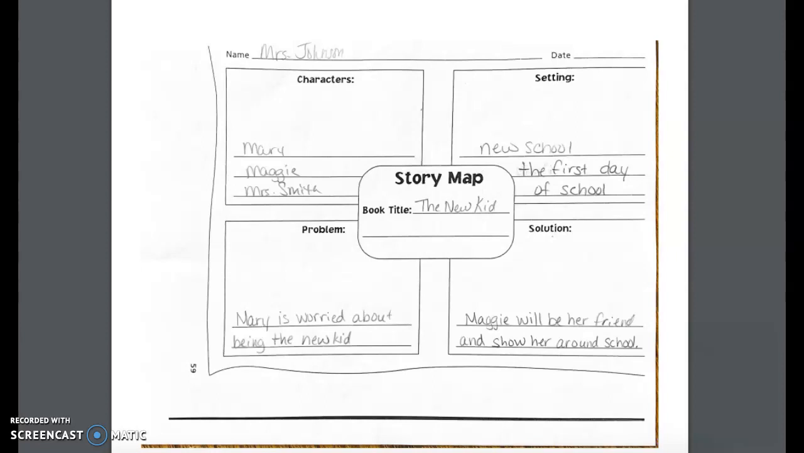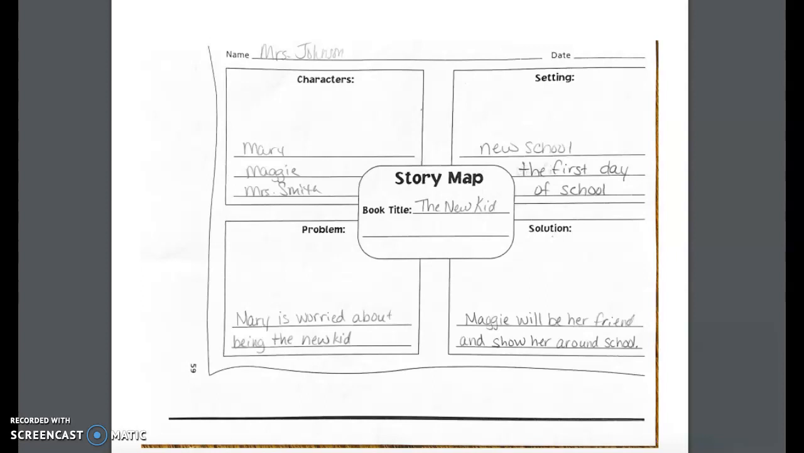Today we're going to learn about using a story map to help you write a story. If you look at your screen, you will see that the middle says story map. There is a book title, or in our case, we're just going to make up a title for our story that we are going to write.